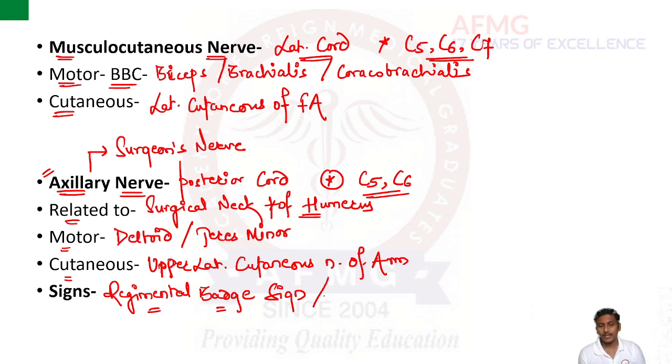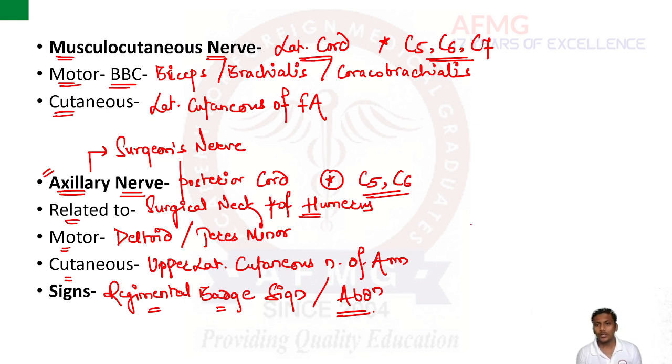So regimental badge sign. Along with that, as we know, the deltoid muscle is responsible for abduction from 15 to 90 degrees. As there would be deltoid muscle paralysis, there would be weakening or loss of abduction of the arm, right? So please remember this. That is important to be remembered for your axillary nerve.